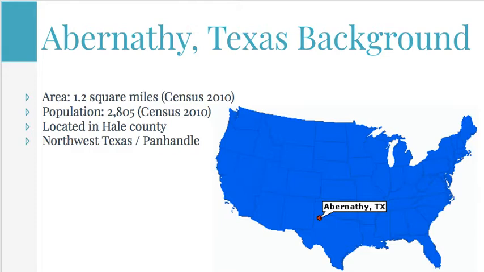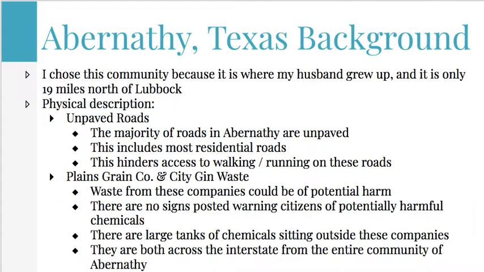So Abernathy, Texas is a small town. It's only 1.2 square miles, and as you can see on the map, it's located in northwest Texas, almost up in the Panhandle. According to the 2010 U.S. Census, the population was 2,805 and is located in Hale County.